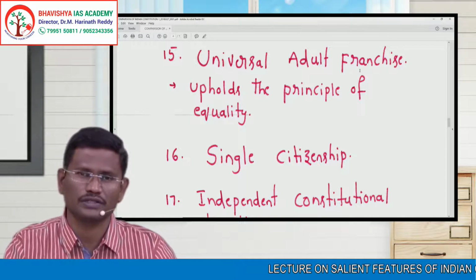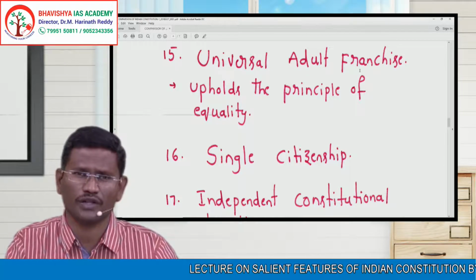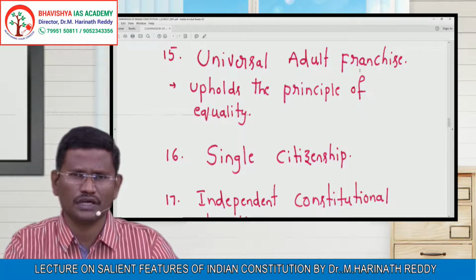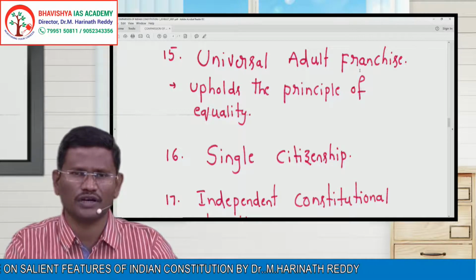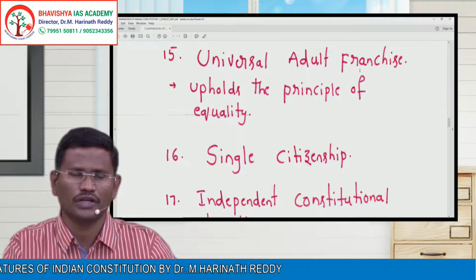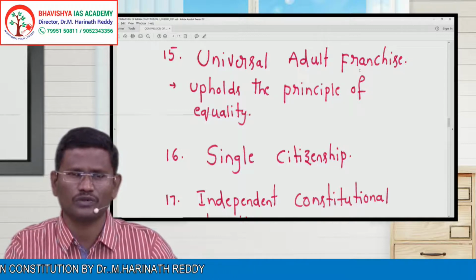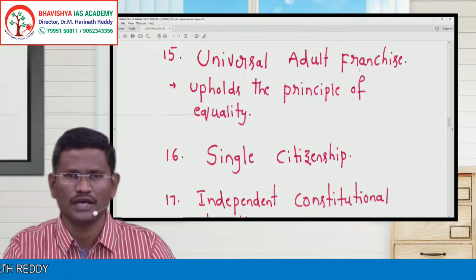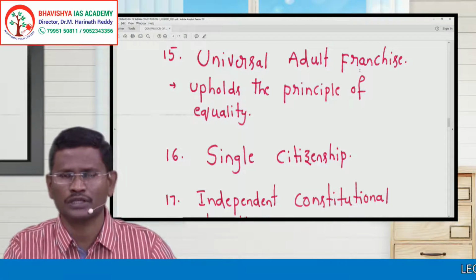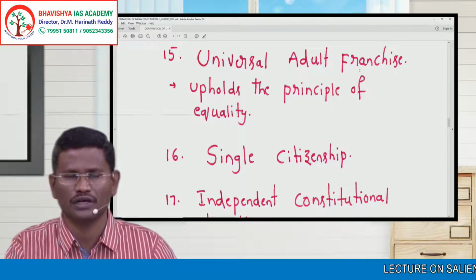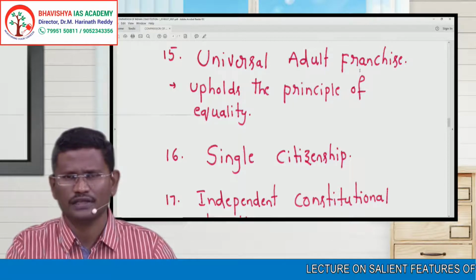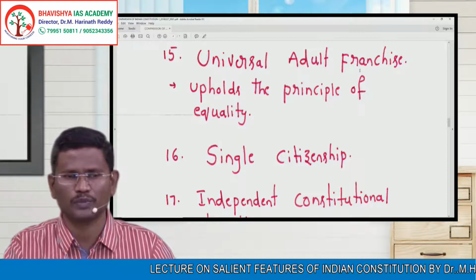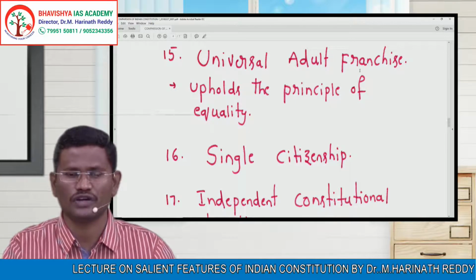The reason is the wisdom of the framers of the Indian Constitution. They felt that single citizenship will promote a sense of brotherhood, unity and oneness among the people of this country. This might help in protecting the unity and integrity of India. So that is the reason why single citizenship was provided for under the Indian Constitution, despite it being federal.